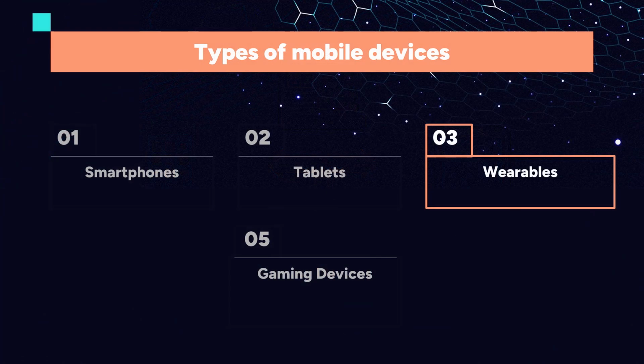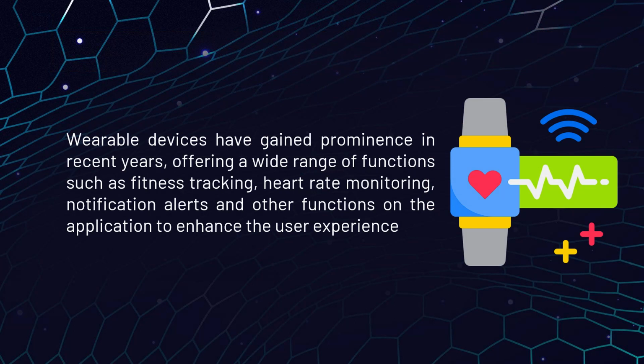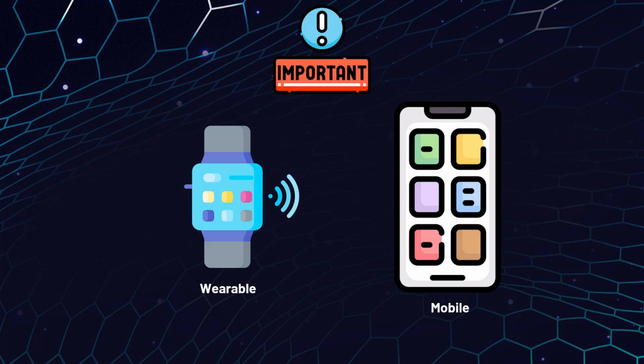Now, let's talk about the next type of mobile devices, that is, wearables. Wearable devices have gained prominence in recent years, offering a wide range of functions such as fitness tracking, heart rate monitoring, notification alerts, and other functions on the application to enhance the user experience. They often interact with mobile, thus incorporating thorough testing of wearables in your mobile app testing strategy is essential to ensure a seamless and reliable user experience for users who rely on these devices to interact with your app.